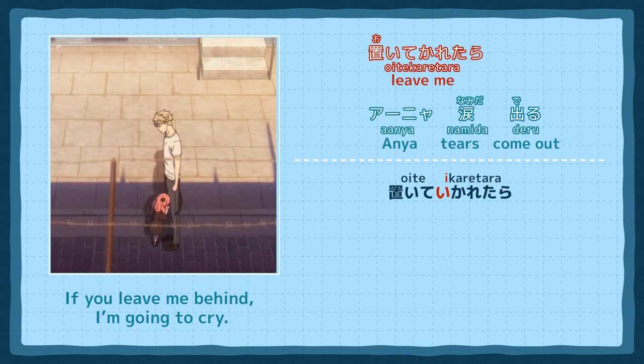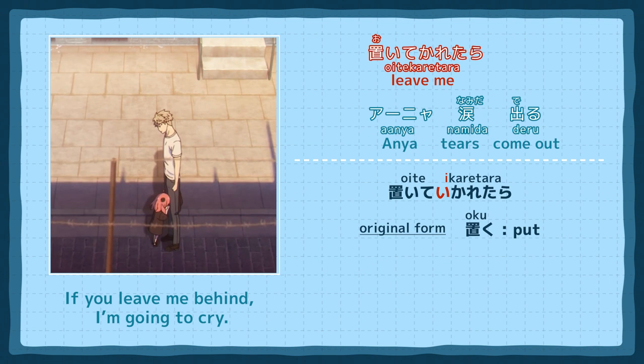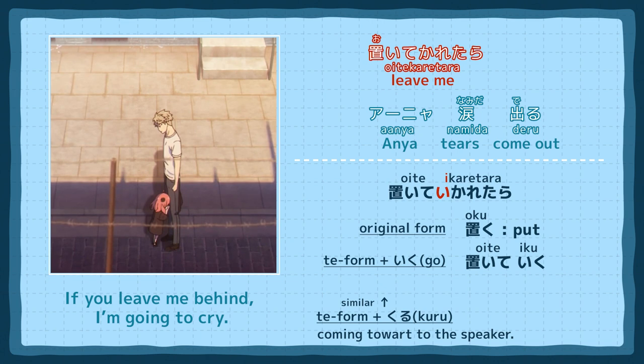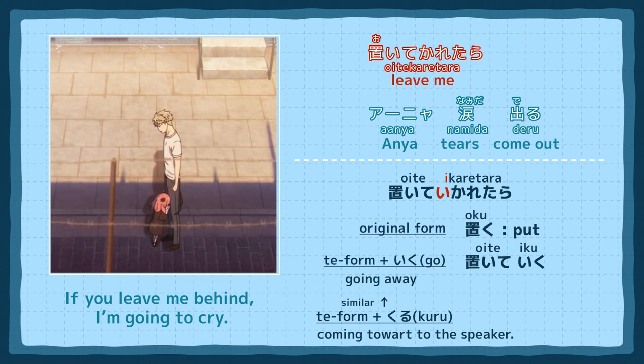The stem part is 置く, which means put. This word 置く is conjugated to te form and connected with 行く, go. This is similar to te form verb plus 来る in the previous video. If you connect the verb with 行く, another meaning will be added to this verb, which is going away. But depending on the verb before, the nuance will be a little bit different.